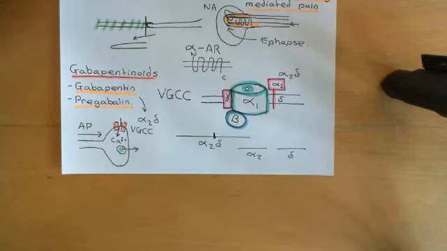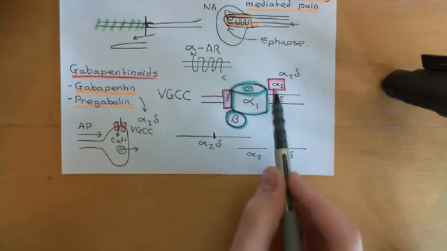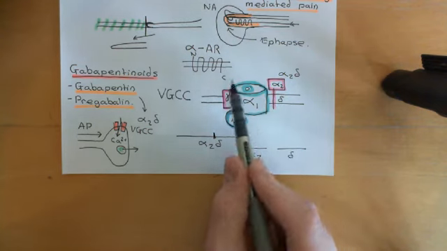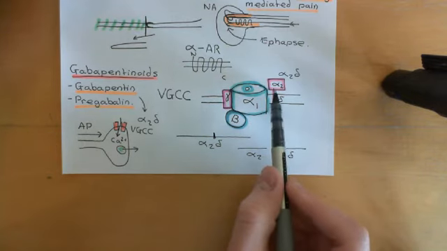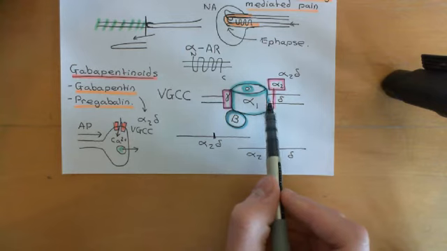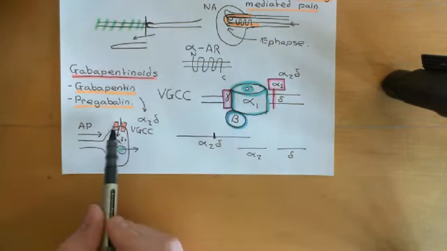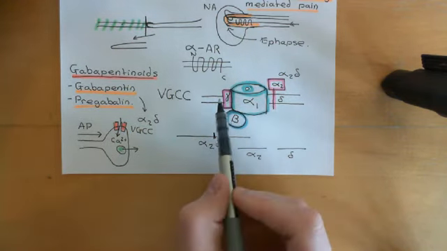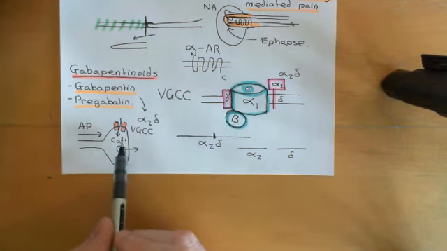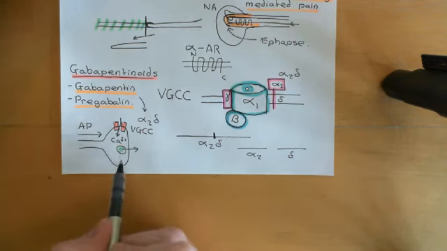Okay, so the gabapentinoids then, these work by stopping the alpha-2 delta subunit from incorporating into the rest of the voltage-gated calcium channel. Okay, and what the alpha-2 delta subunit is incredibly involved in is targeting voltage-gated calcium channels to the right portion of the membrane, for instance to the axon terminal membrane. So without the alpha-2 delta subunit, voltage-gated calcium channels don't end up in the axon terminal membrane, basically. Okay, and this reduces the number of voltage-gated calcium channels in the axon terminal membrane.